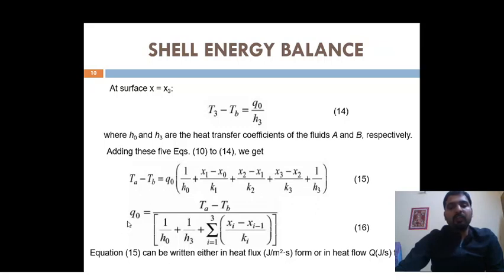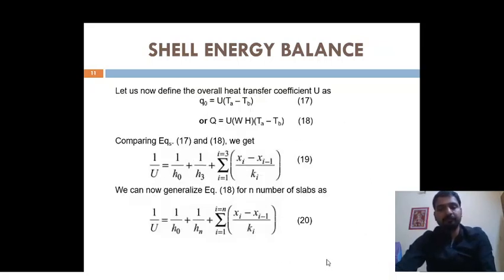So from this we get the value of q0 equal to (Ta minus Tb) upon the term 1 upon h0 plus 1 upon h3 plus the summation over i equal to 1 to 3 of (xi minus xi-1) upon ki. This is a general equation showing the summation of the heat transfer coefficient as well as the thermal conductivity terms. Equation number 15 can be written either in terms of heat flux, which is the amount of energy per unit area per unit time, or in the form of heat flow, which is the amount of energy per unit time.